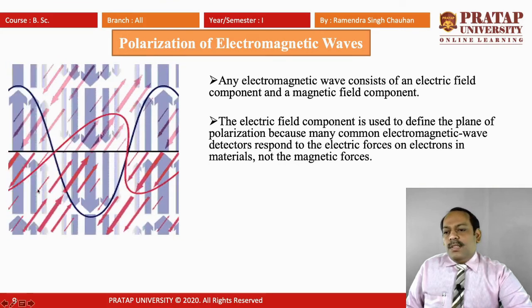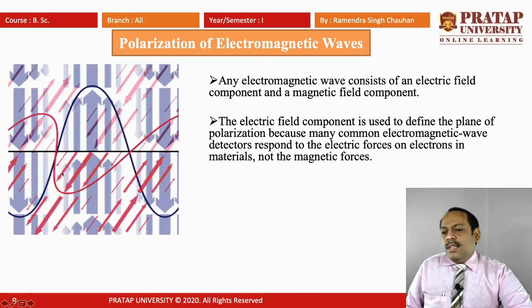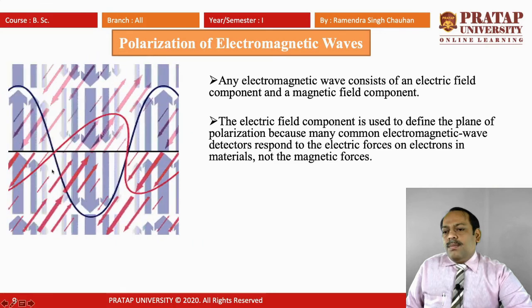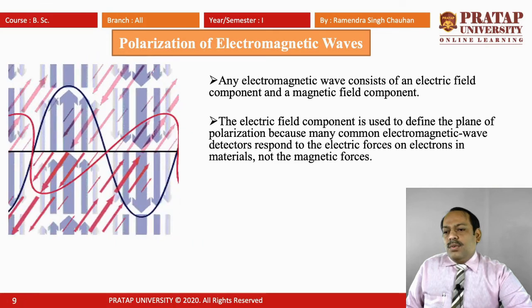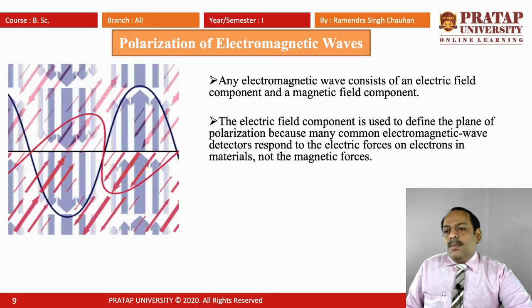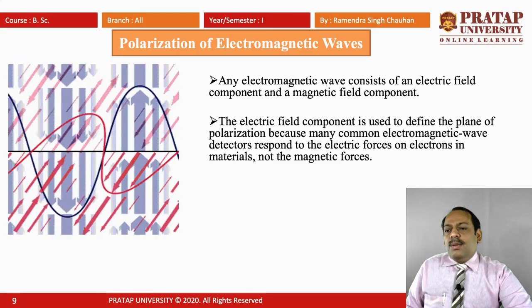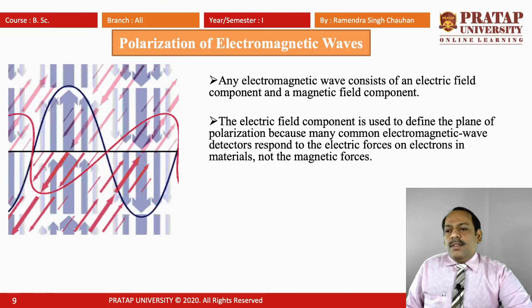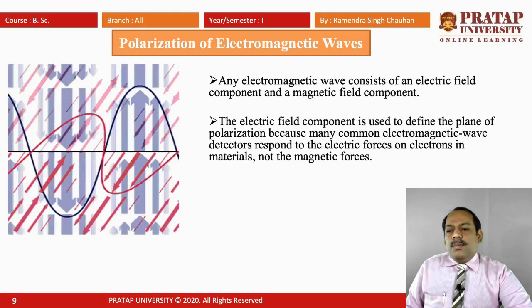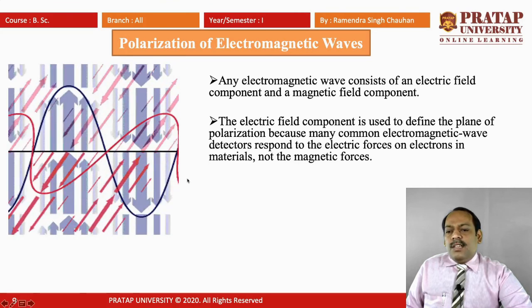So here we can see that there are two types of vectors shown. One wave is black and one is red. One is the electric vector and the other one is the magnetic vector. So the property which decides this polarization is the electric vector.